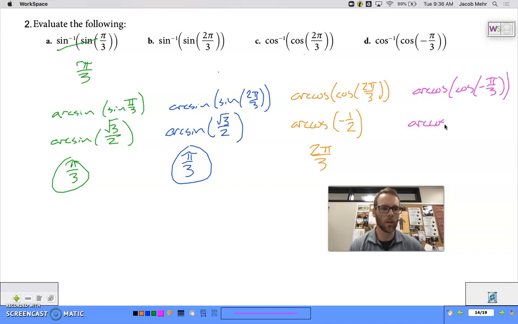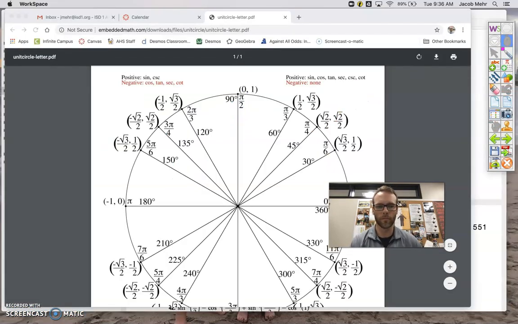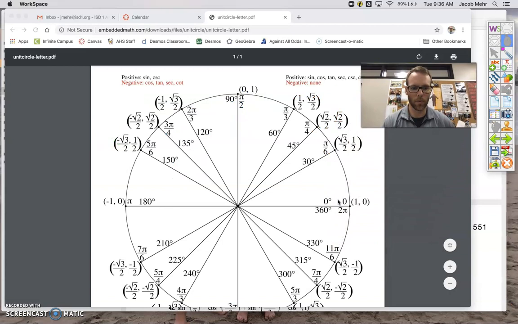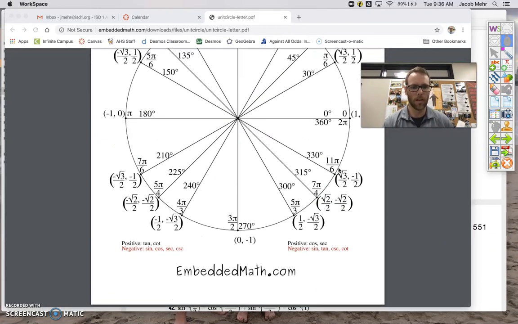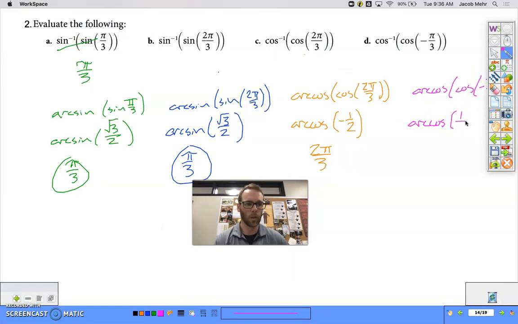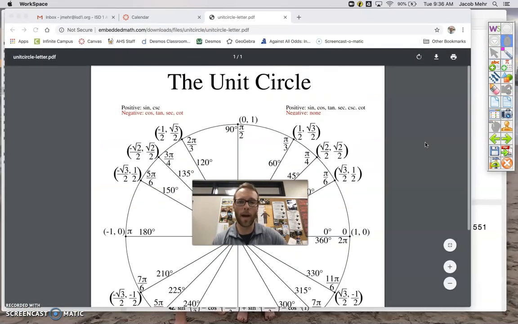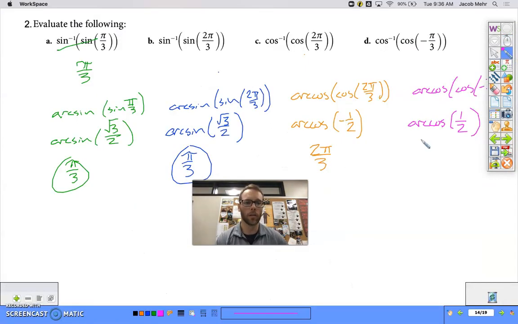That is the arc cosine of, what is the cosine of negative pi over 3? Negative pi over 3 would be right down here. That's pi over 3 backwards. That is 1/2. So now we say, what's the arc cosine of 1/2? Now remember, we're restricted, so where on the top half of the circle is the cosine equal to 1/2? It's right here, which is at pi over 3.